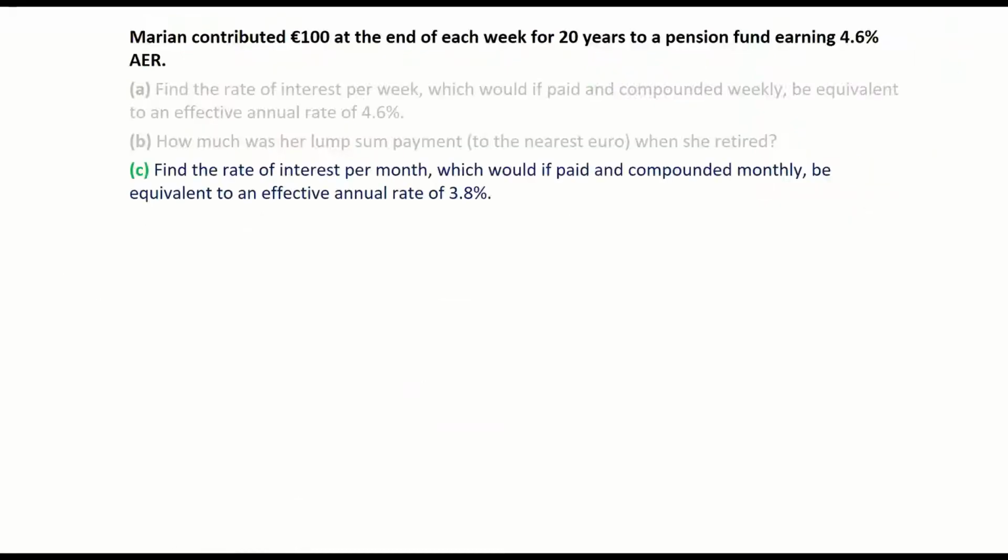Part C is very similar to part A. Find the rate of interest per month which, if paid and compounded monthly, would be equivalent to an effective annual rate of 3.8%. So part A looked at a weekly equivalent rate, now we're looking at a monthly rate. But I'm going to do it the same way. So we have our year and we'll have our month.